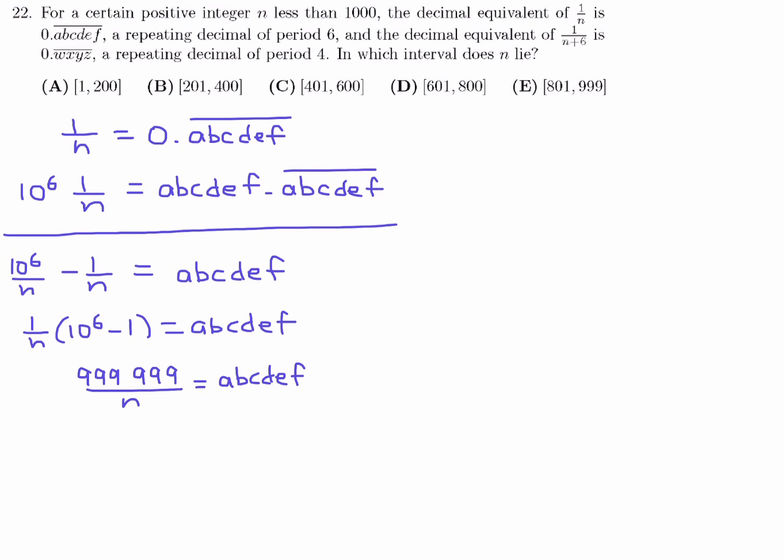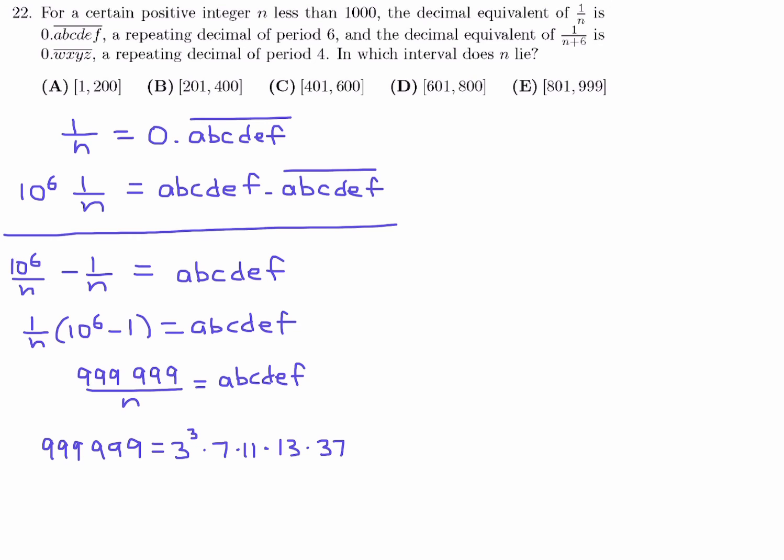And let's factor 999,999, that big long number, to see what candidates we have. This is 3 to the power of 3 when you do the prime factors, times 7, times 11, times 13, times 37. All right, I think that's about as far as I can go there.